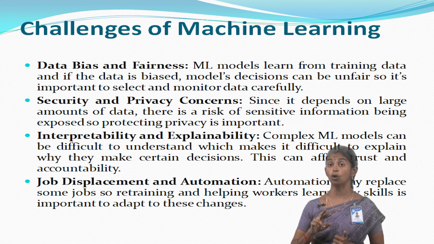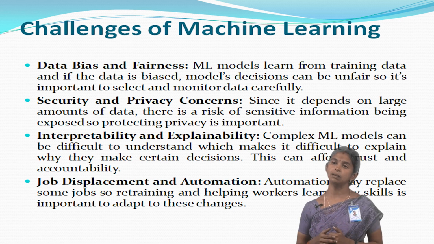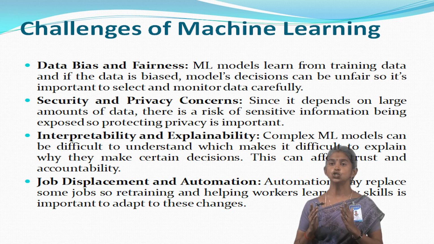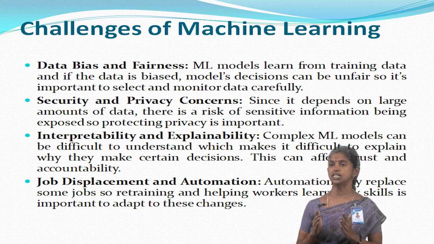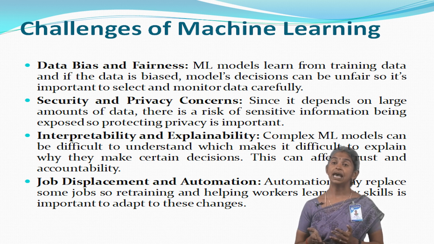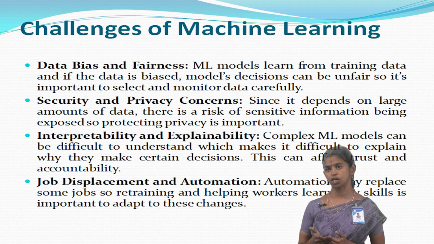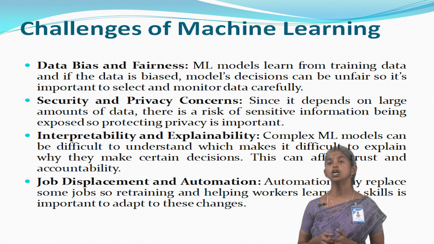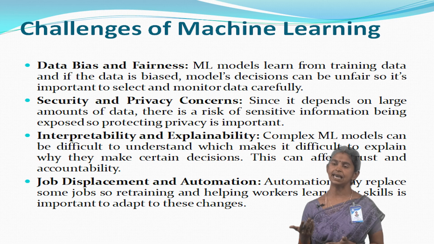Another one is interpretability and explainability. Complex ML models can be difficult to understand, which makes it difficult to explain why they make a certain decision. This can affect trust and accountability. Another one is job displacement and automation. Automation may replace some jobs, so retraining and helping workers learn new skills is important to adapt to these changes.